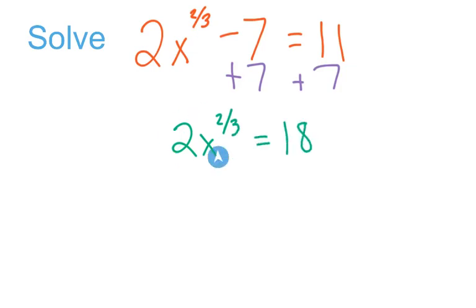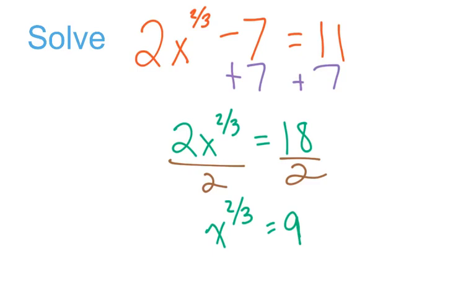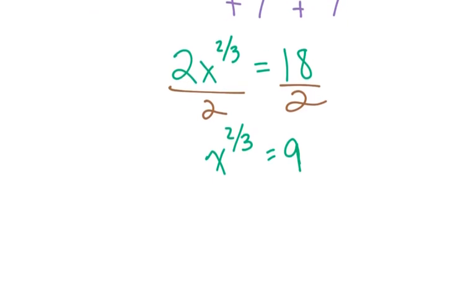And then we do not want to think about this as one piece. This is not in parentheses. So we want to get rid of these, separate them, divide both sides by 2. So we've got to isolate just the x with its exponent first. So that's our first step here. So now we've got x to the 2/3 equals 9.